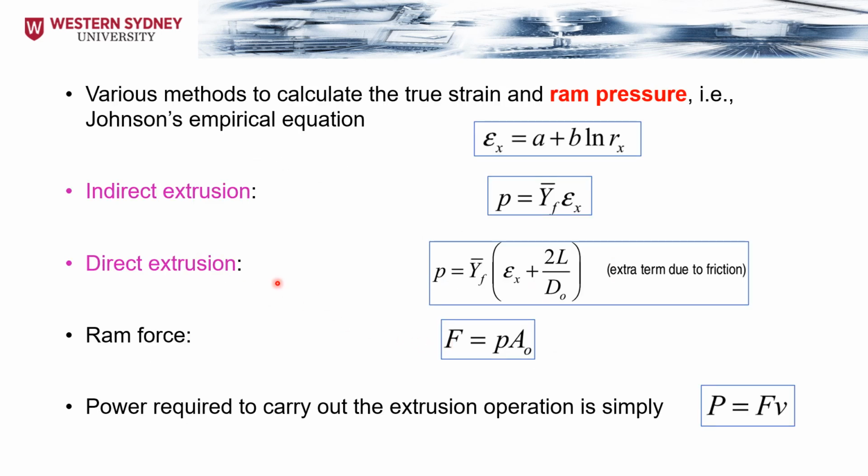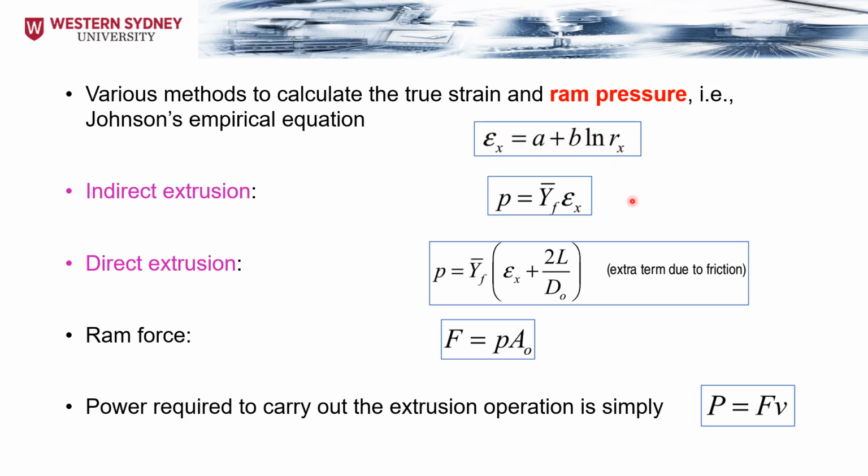Now, there are various methods to calculate the true strain and the ram pressure. For example, we have what we call the Johnson empirical equations. In the Johnson empirical equation, the value for the true strain is going to be given by the following equation. True strain, or the epsilon x, is going to be equal to A plus B multiplied by the ln of Rx.